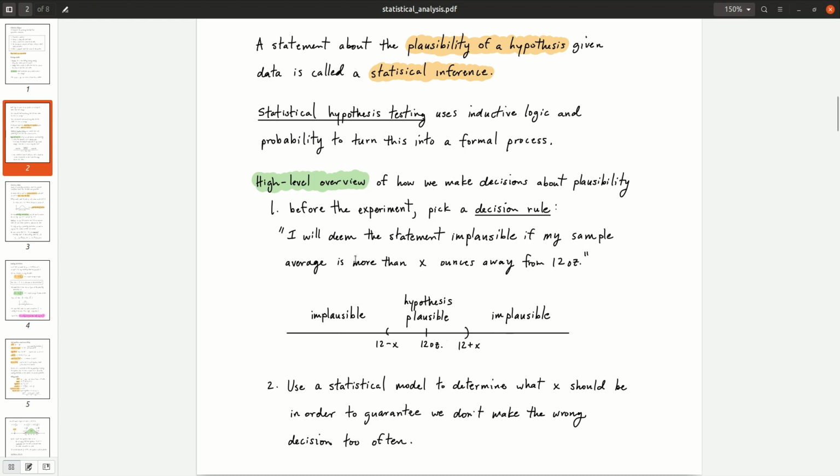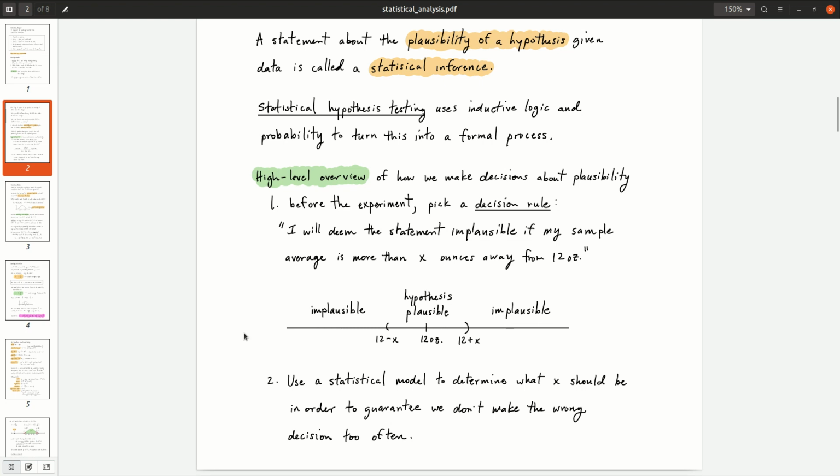Now, we haven't said in this decision rule what this X is. That's the part where you have to do some calculations to figure things out. The way we do that is we use a statistical model to determine what X should be in order to guarantee that we don't make the wrong decision too often.